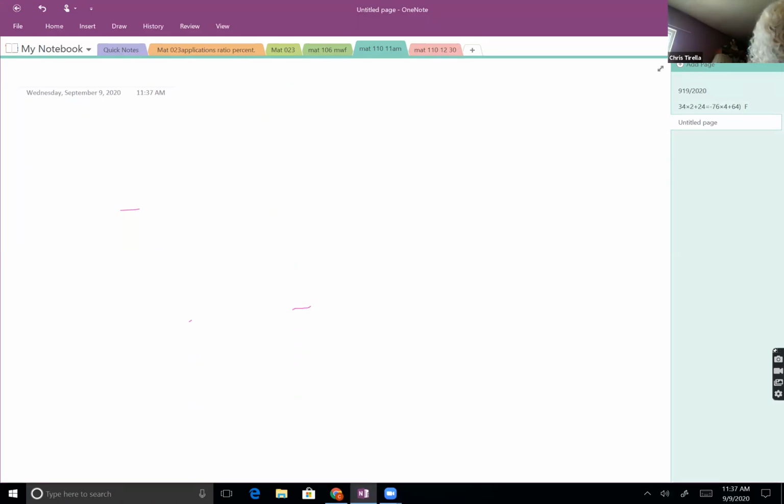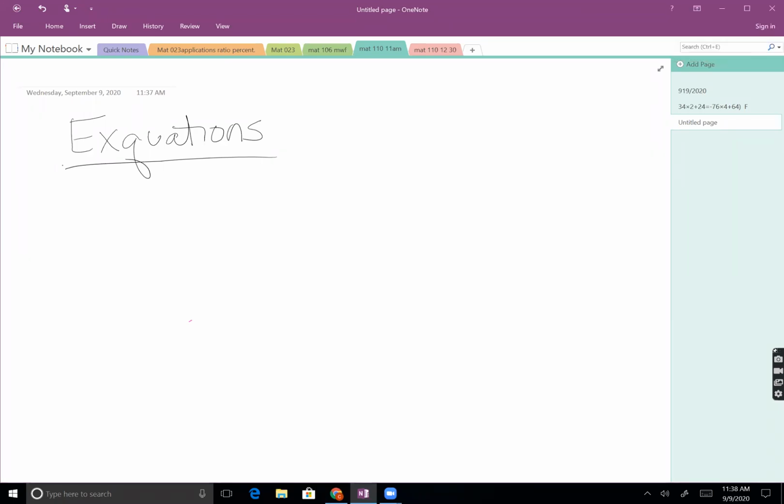Let's look at, we've been looking kind of just at expressions. In addition to expressions, we're going to eventually start looking at equations. And here's the $6 million question. Does anybody know the difference between an expression and an equation? One you solve and one you simplify. One you simplify, one you solve.